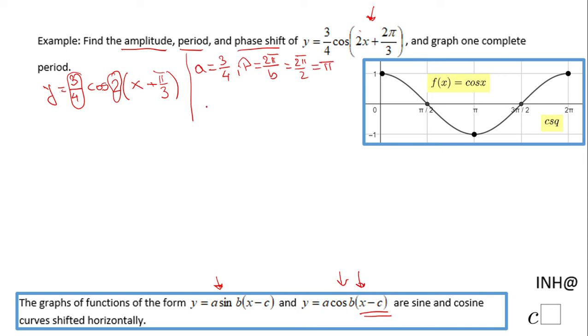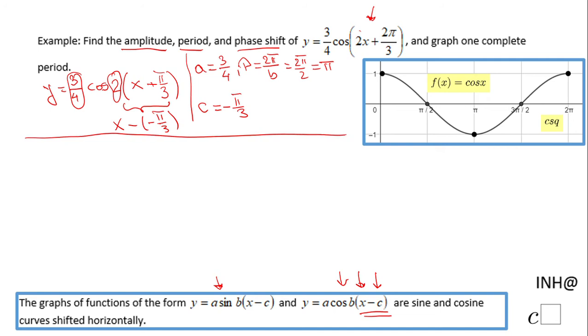And we need to read one more thing, the phase shift. And if you notice one more time, we have x minus c. So we have to do something here to see x minus. That is not super complicated. We're going to have x minus negative pi over 3. So the phase shift will be negative pi over 3. So now we have all the information we need to sketch this graph.